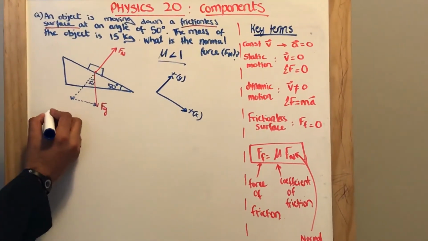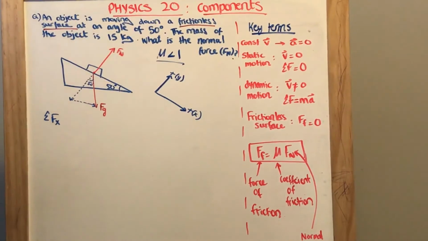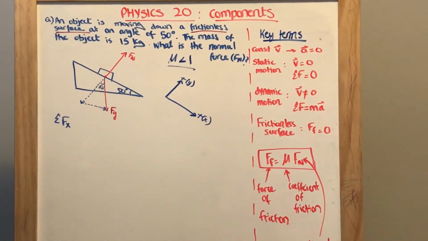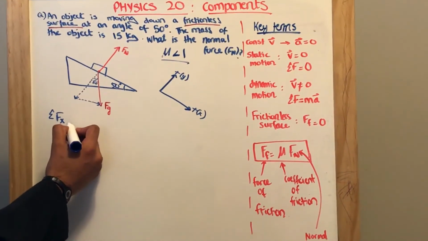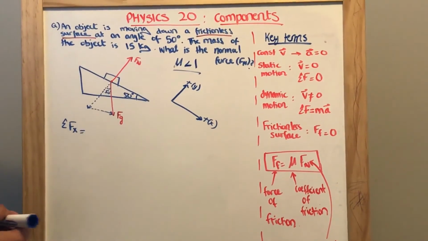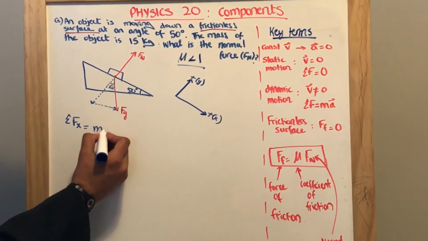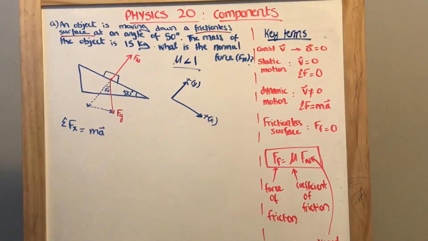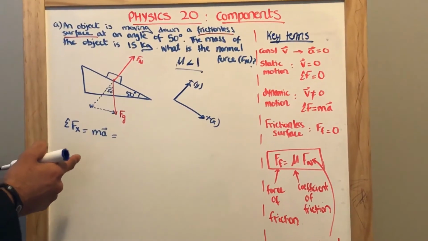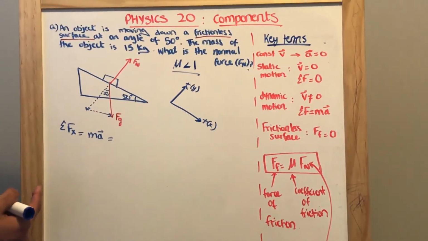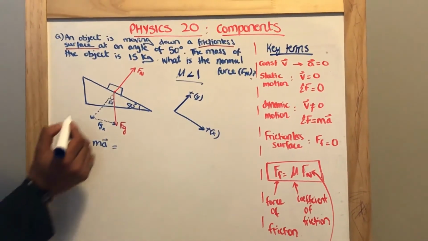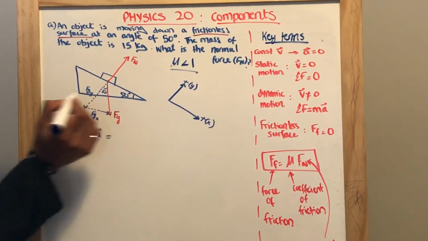Now when we are solving this, we're going to solve it first in the x direction and then secondly in the y direction. So in this case, this is a dynamic motion because you have the object moving downwards. Therefore, my sum of Fx is equal to mass times acceleration. Now here, I'm going to put down all of the forces that I see in the x direction on the diagram. So the only one I have is in terms of Fg, because this is Fg in the x direction and this one is Fg in the y direction.